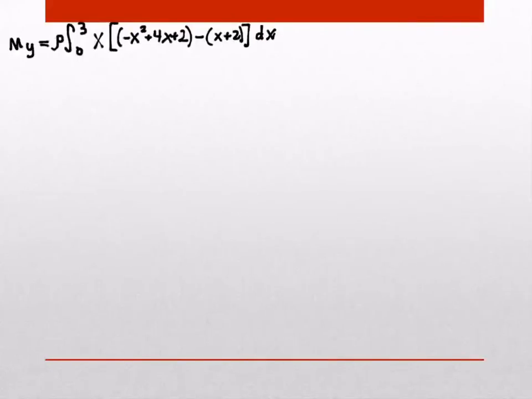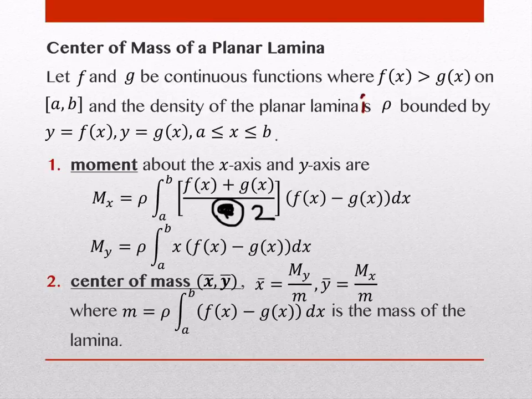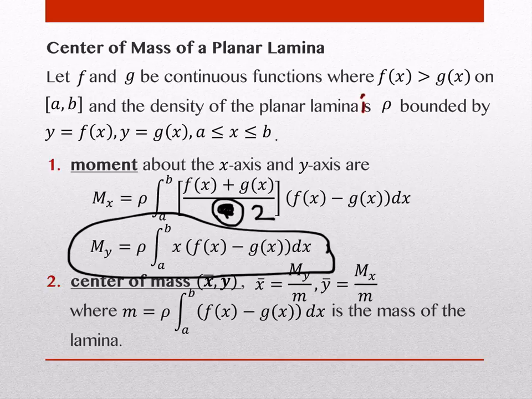M sub y is rho times the integral 0 to 3, same values we had before, and this x really is x. It's not a 2. I did not make a mistake on that one, sorry. It is x. Times the difference of the 2, so it's negative x squared plus 4x plus 2 minus the x plus 2. Why is the integral the same? Yeah, it's still in terms of x. Yeah, it's still dx.